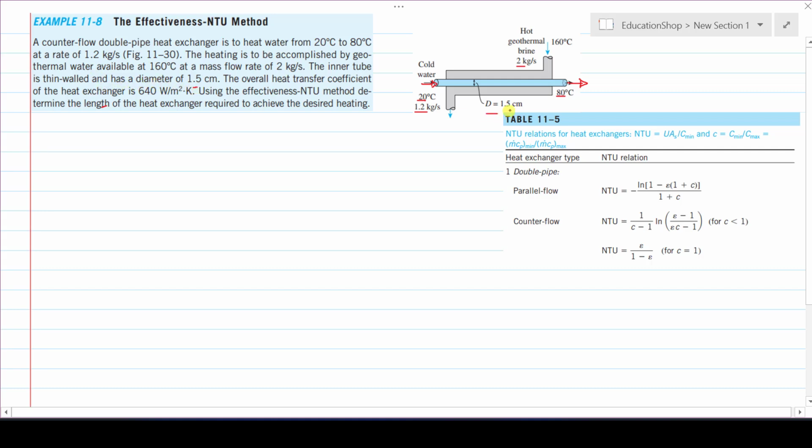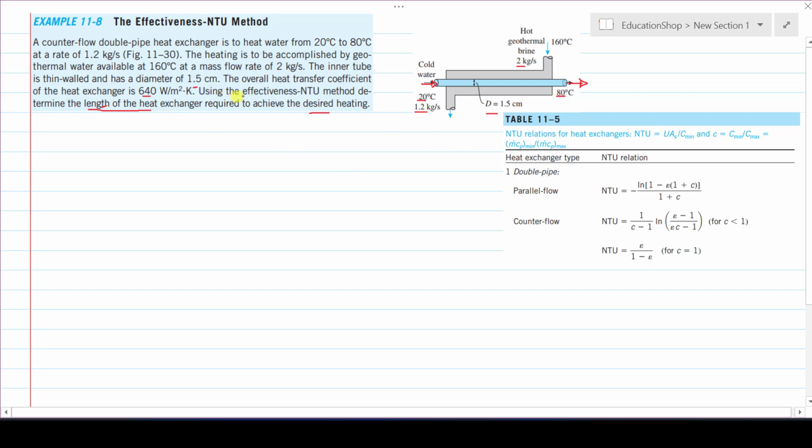The inside diameter is also given, that is 1.5 centimeter. The overall heat transfer coefficient of the heat exchanger is 640 watt per meter square Kelvin. Using the Effectiveness-NTU method, determine the length of the heat exchanger required to achieve the desired heating. By using the Effectiveness-NTU method, we will find the length of the heat exchanger that can achieve the desired heating.